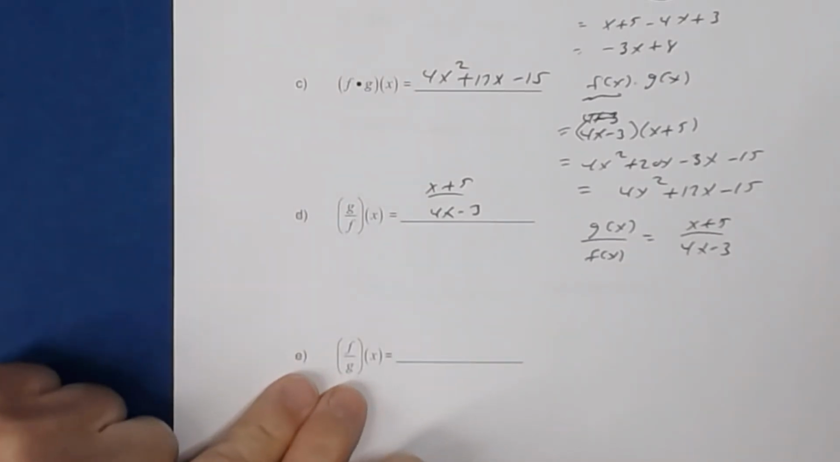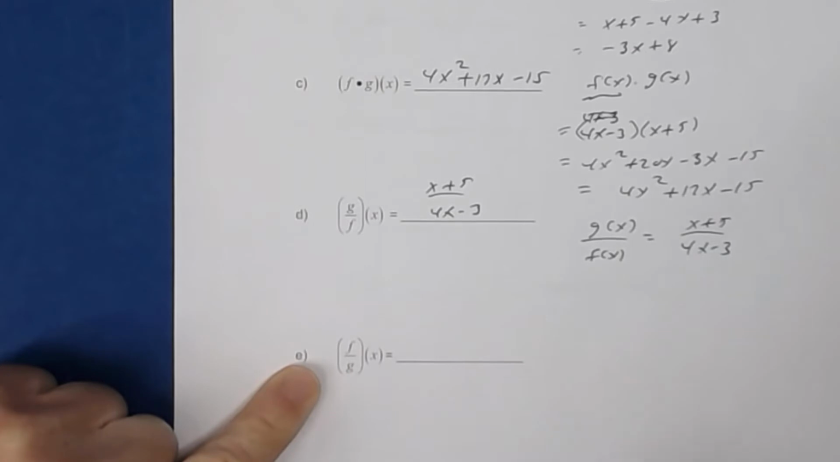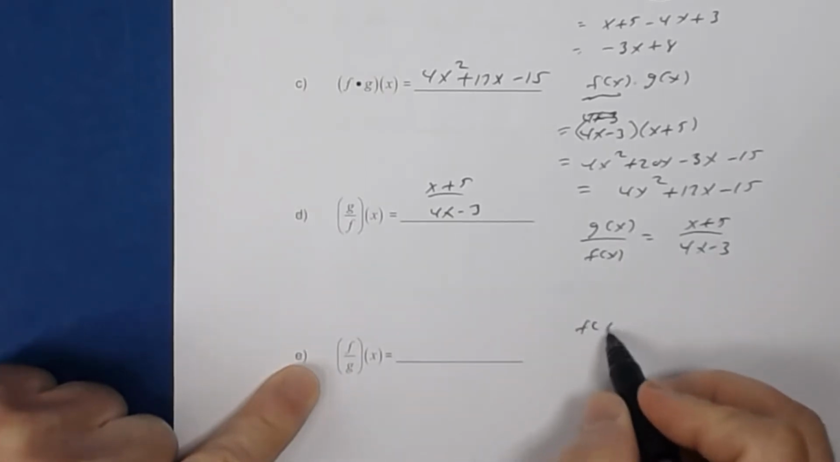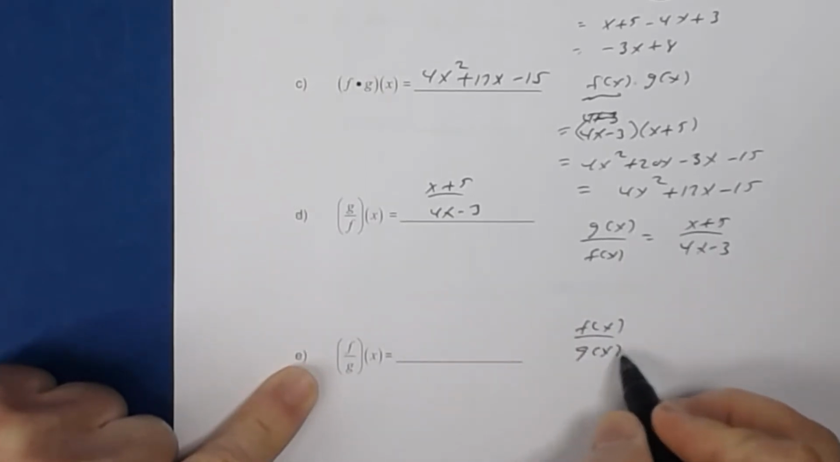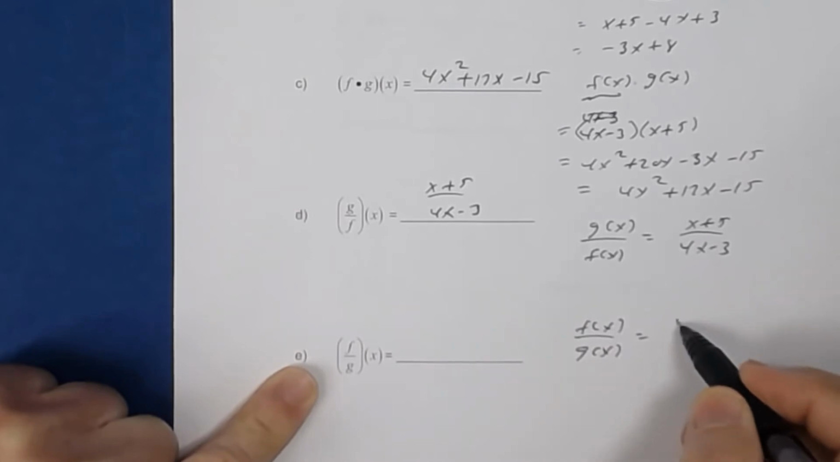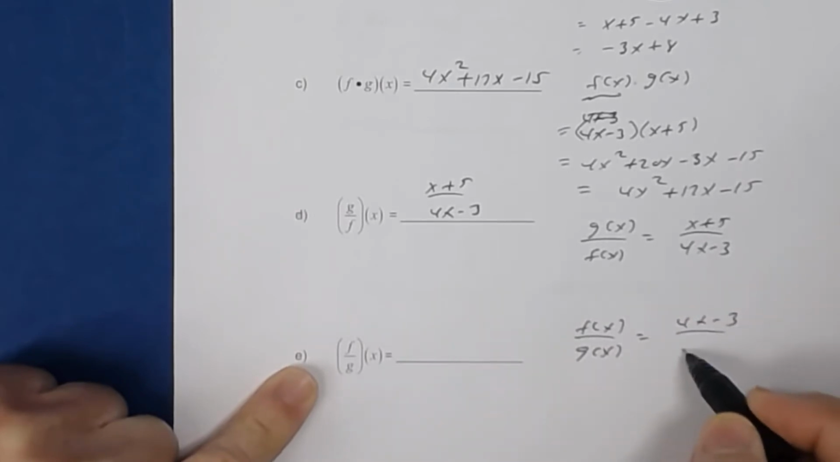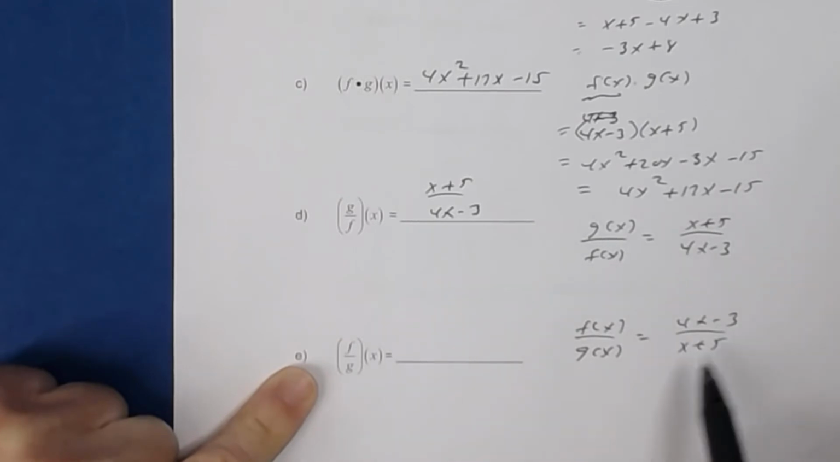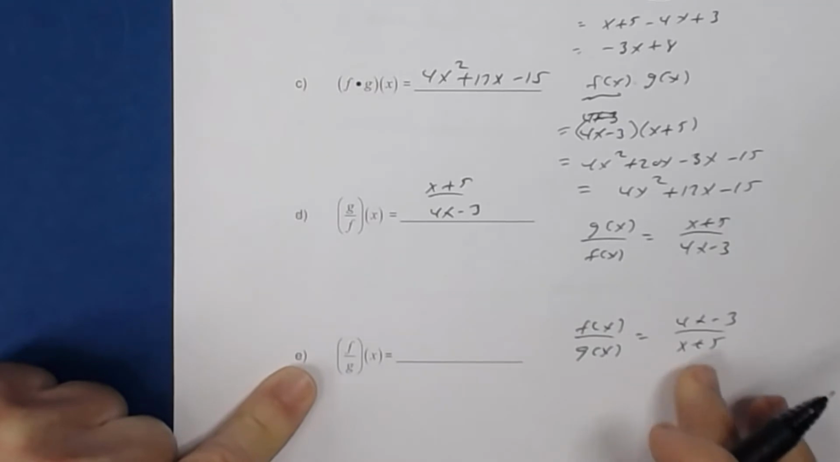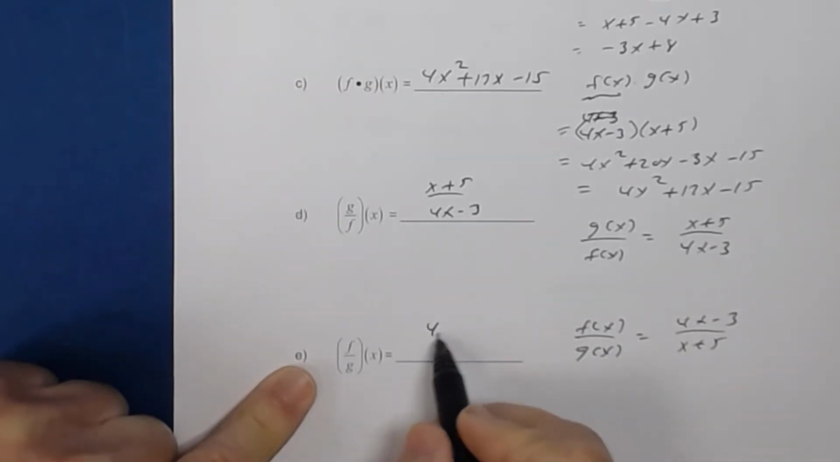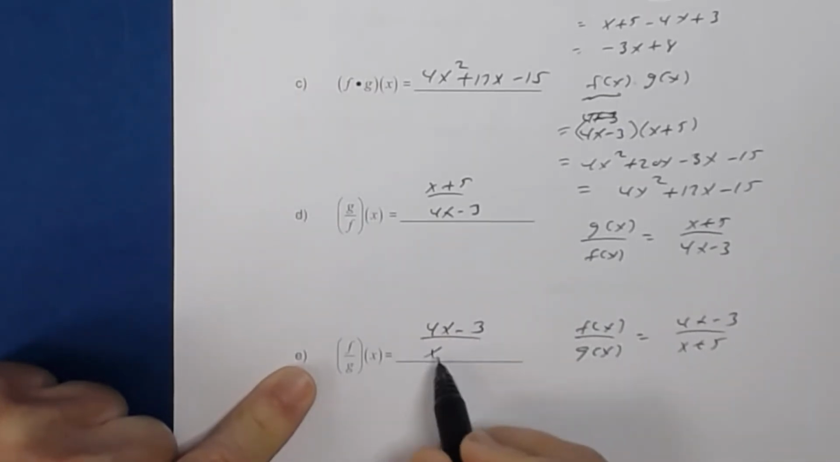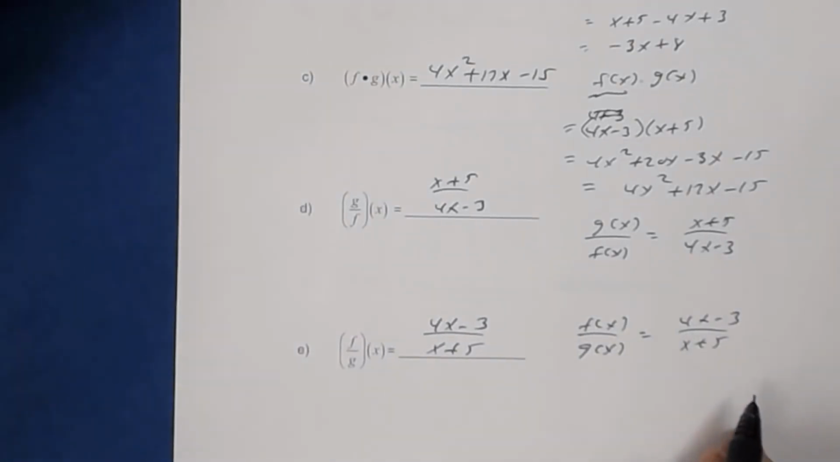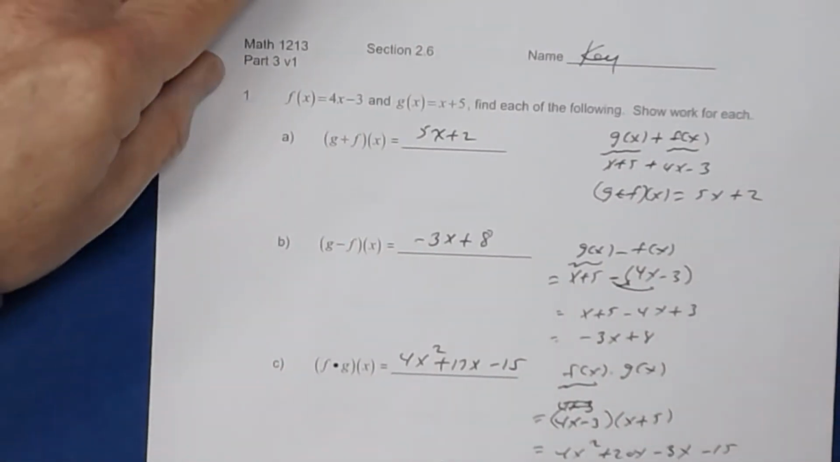Okay, now in this case, you're dividing again, except this time f of x is going to be in the numerator. So that's going to be f of x divided by g of x. And f of x is, remember, 4x minus 3, and g of x is x plus 5. Again, if you can, you factor and reduce. Notice I get this rational function: 4x minus 3 divided by x plus 5. All right, so that was the first page.